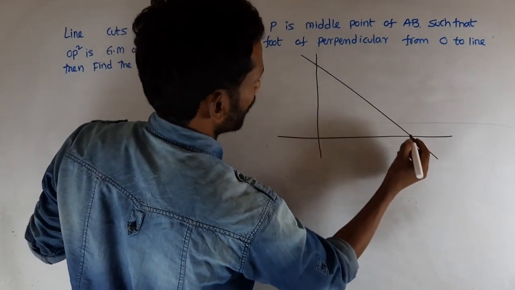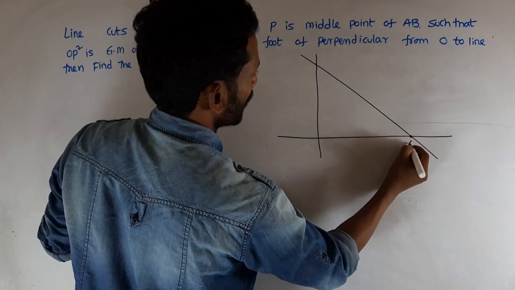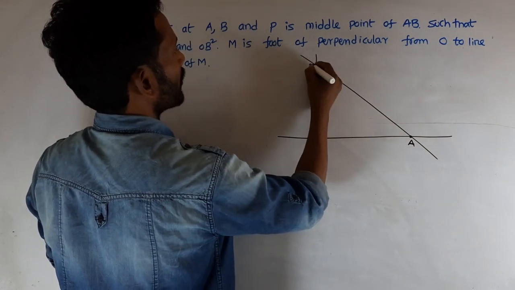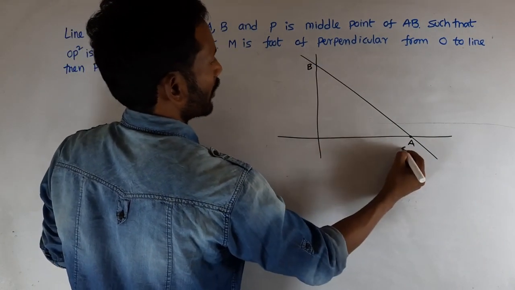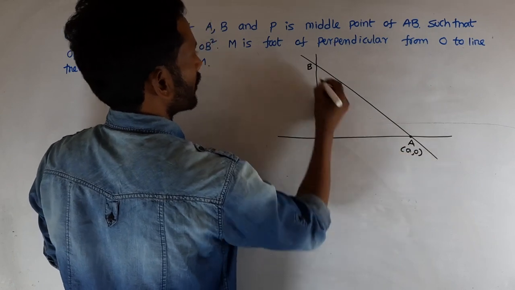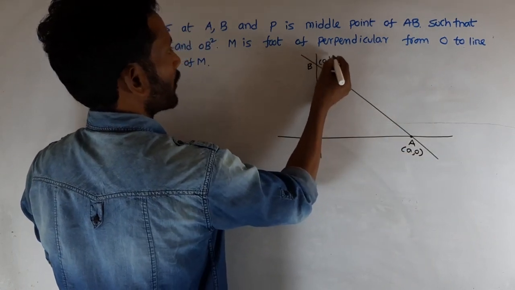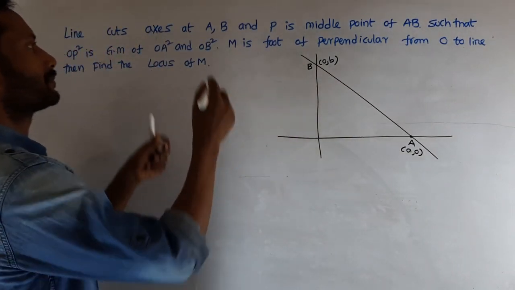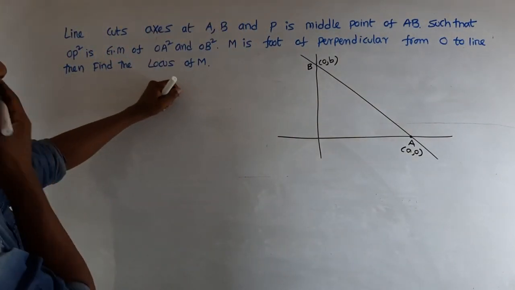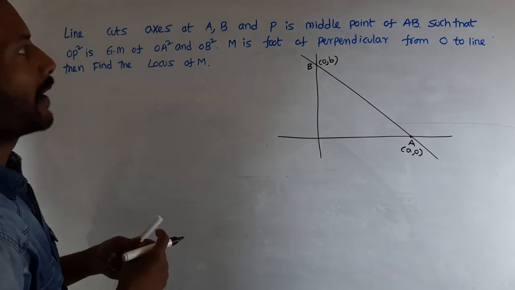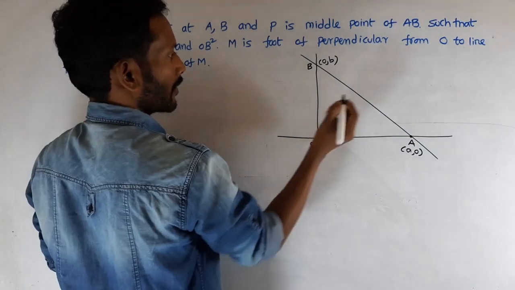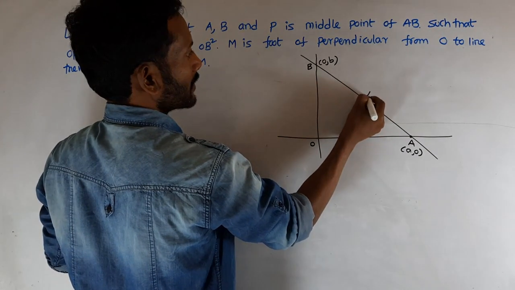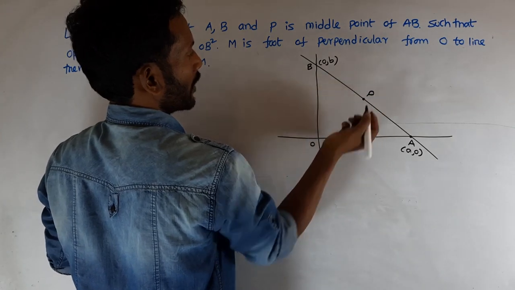This is a line. This line cuts the axes at A and B. This one is A comma 0, and this one is 0 comma B. P is the middle point of AB, the midpoint.